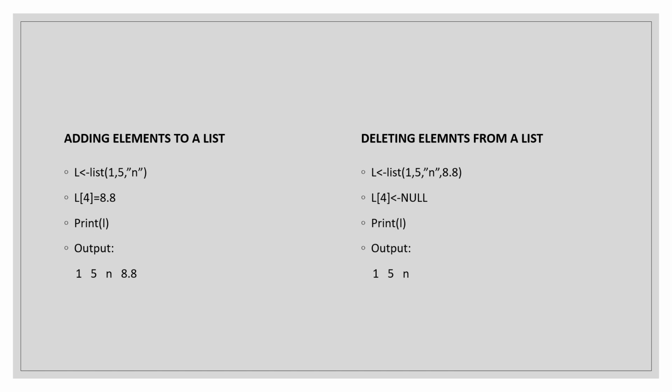Deleting an element from the list. In order to delete an element from the list, we just declare the required element which we need to delete as null. So after adding 8.8 to the list, if we want to remove the 8.8 again, we can directly declare that the list element which needs to be deleted is null. As we want to delete 8.8, whose index is 4, so L of 4 equals null. As we print again, we will get the list with the deleted element.